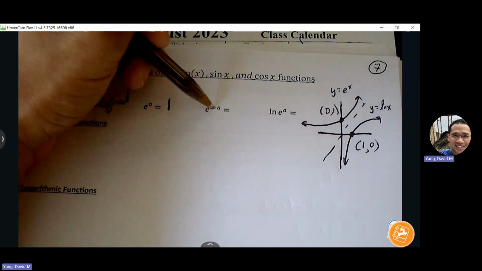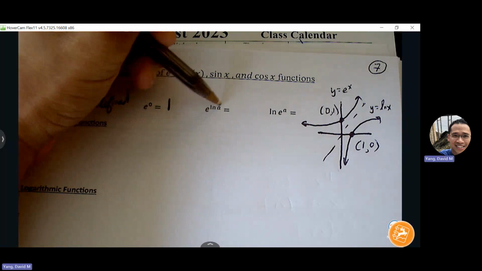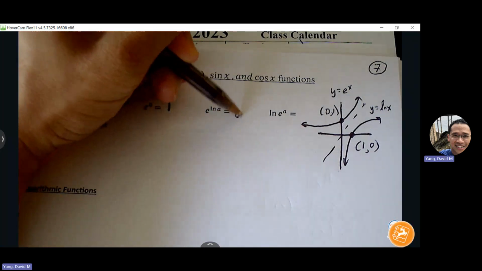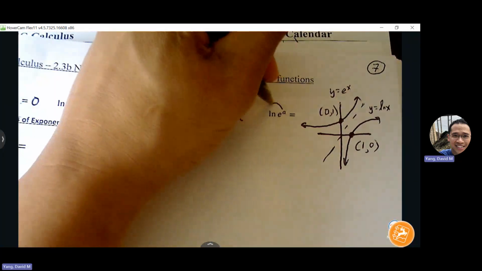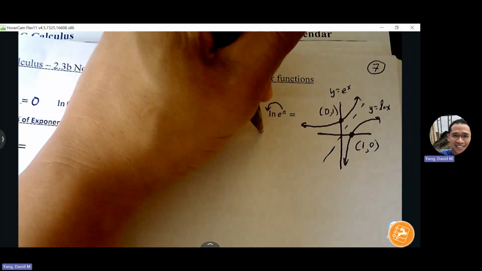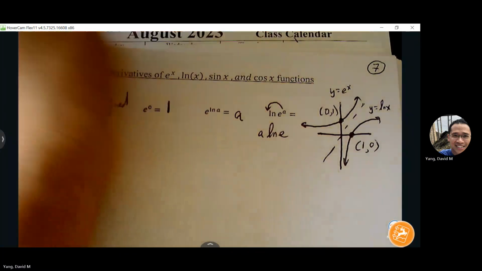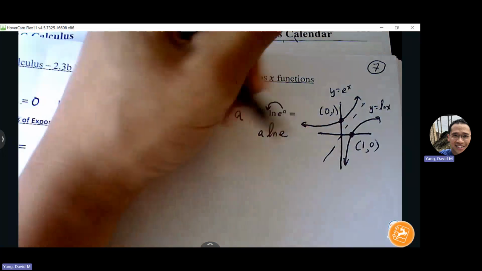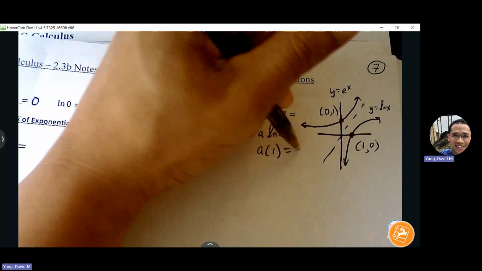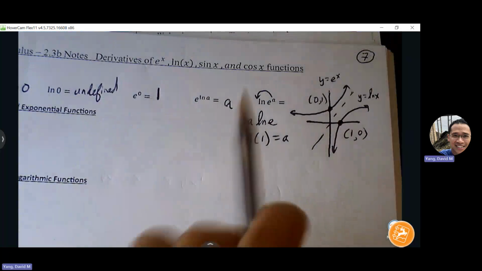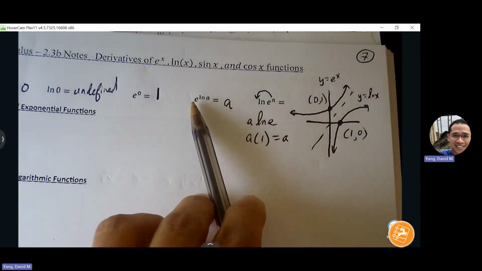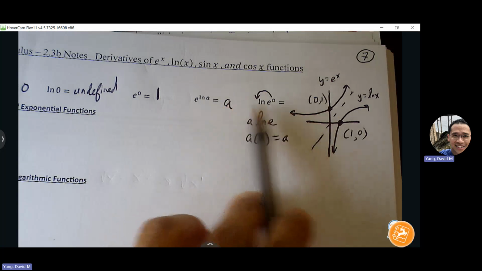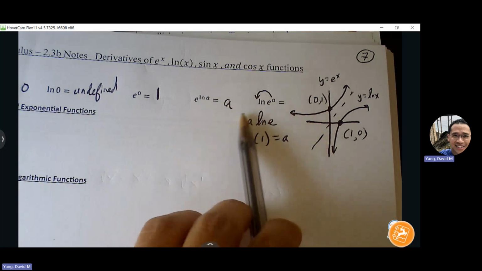e to the natural log of A: e and natural log have a way of canceling each other out. So I'm just left with A if I do that. Likewise, if I have natural log of e to the A, that A can come down because that's a natural log property. And natural log of e is simply 1. So A times 1 is just A. So that's just to show that if I insert a natural log into exponential, or exponential into logs, they're going to cancel each other out because they're inverses.